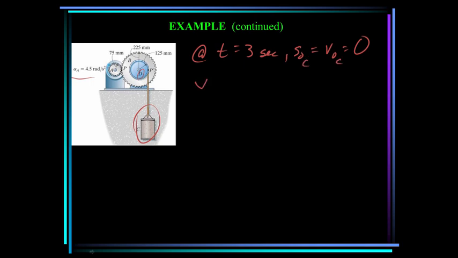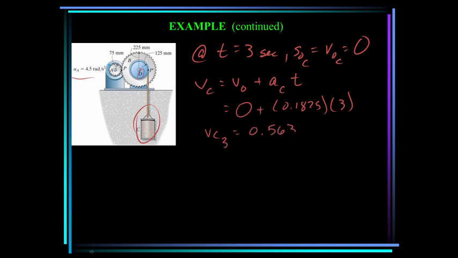For constant acceleration in rectilinear motion, the velocity of C is equal to the initial velocity plus the acceleration times time. It started from rest, so the initial velocity is 0, and the acceleration of C was 0.1875 meters per second squared times 3 seconds. So the velocity of C after 3 seconds is equal to 0.563 meters per second, and it's upwards.